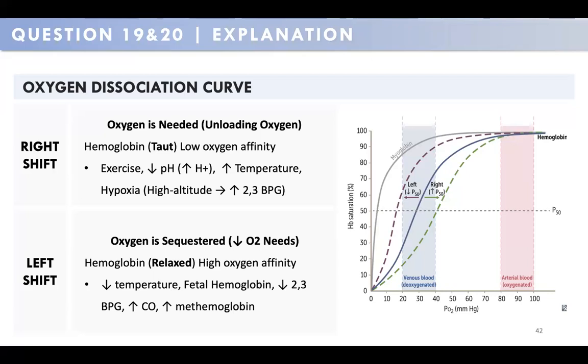Now, a pathological left shift can occur if we have something that makes the oxygen sequestered into hemoglobin, such as carbon monoxide and methemoglobinemia. So that prevents the oxygen from being delivered to the tissues, like carbon monoxide and methemoglobinemia. Okay, is that clear?